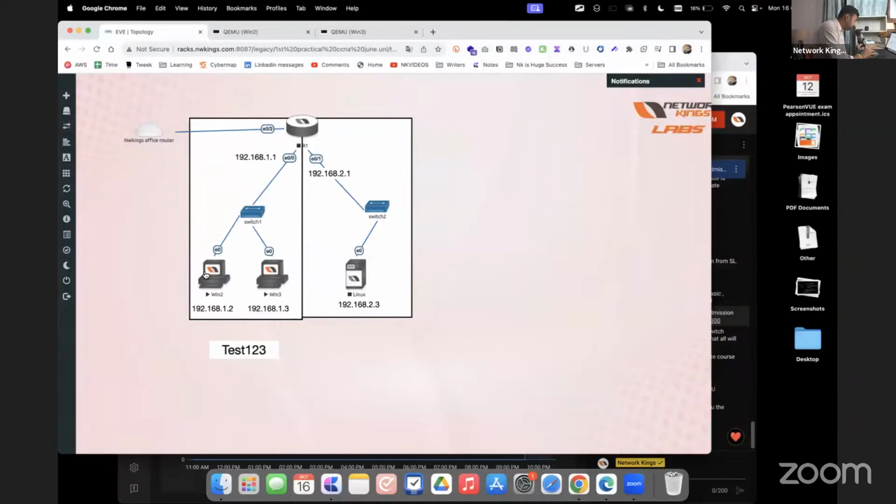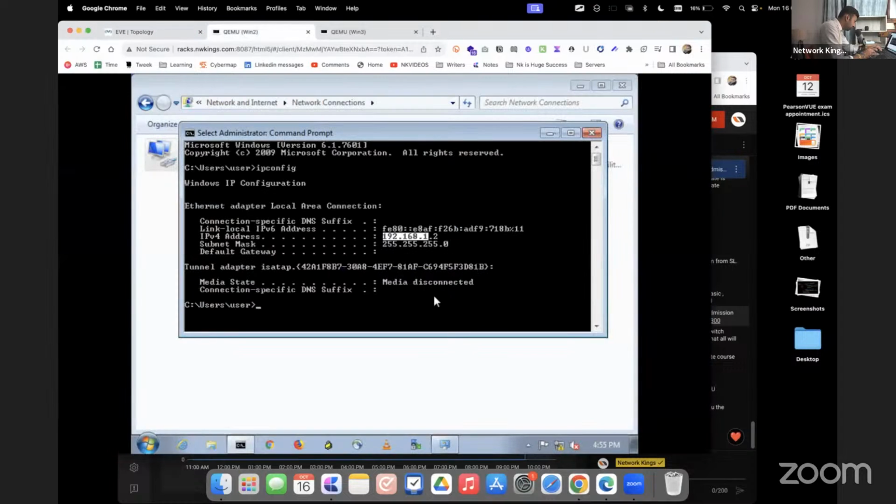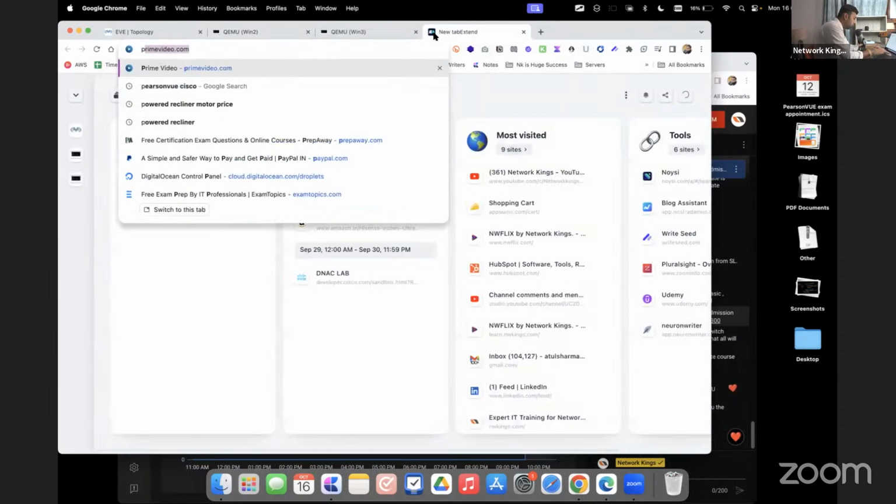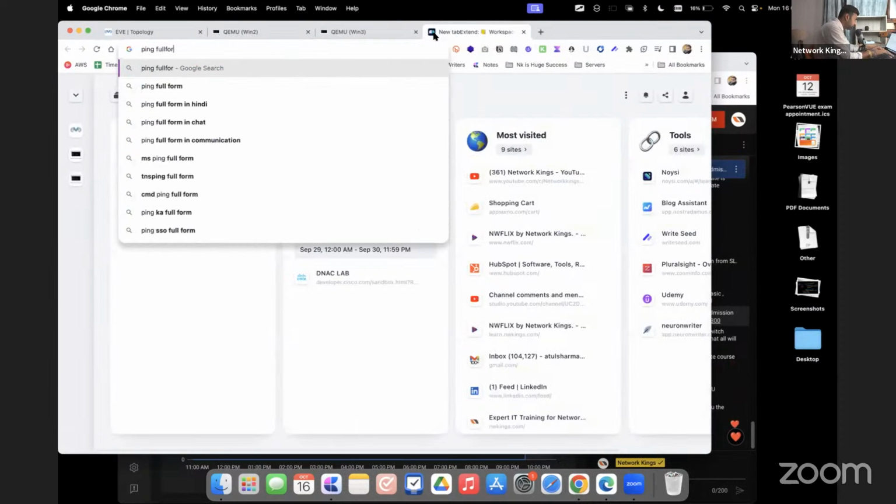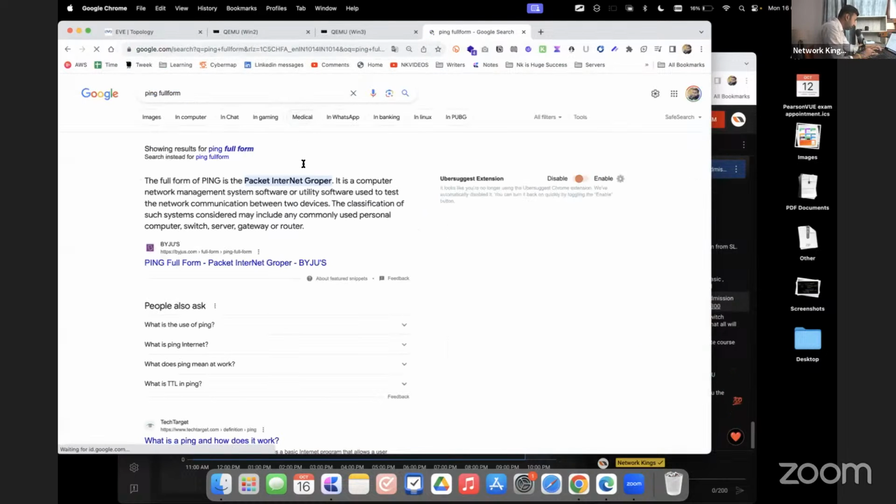So we verify both computers with ping. We go to the first machine. My IP is 1.2. The second machine IP is 1.3. I go to the first machine and type here ping. So what is ping, by the way? Ping stands for packet internet groper. So it's basically a tool.